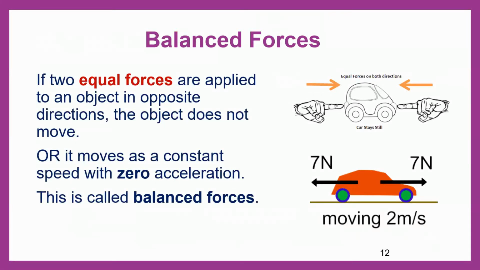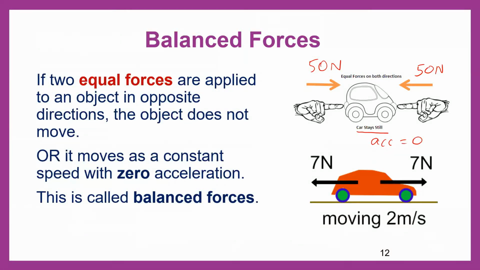If 2 equal forces are applied to an object in opposite directions, the object does not move. If you look at this diagram, if we apply an equal amount of force on that toy car, for example, 50 newtons from the right side and 50 newtons from the left side, the car is not going to move because the forces are balanced. So in that case, the acceleration of the car is 0.